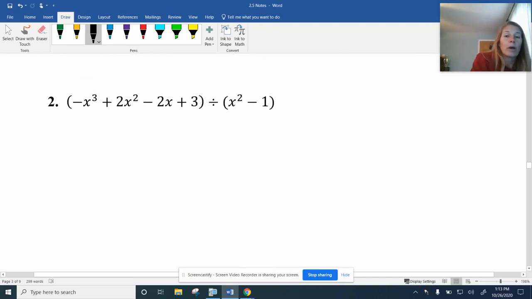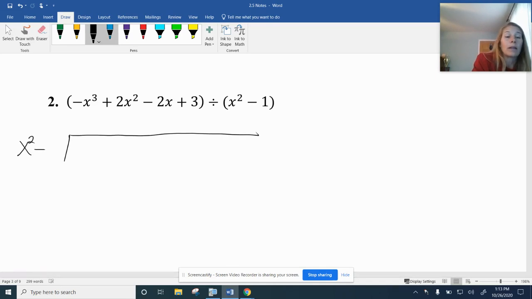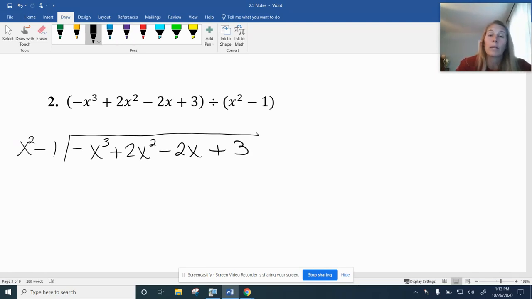Okay, so then the next problem, again, another long division because this is a quadratic divisor, so I cannot use synthetic here. I have negative x cubed plus 2x squared minus 2x plus 3. So once again, my dividend, everything is in descending order. I'm not skipping any terms where I need to put in a 0. My divisor does not have an x term, so it's up to you if you want to put a 0x in the middle. It's not as important as when it's in the inside.